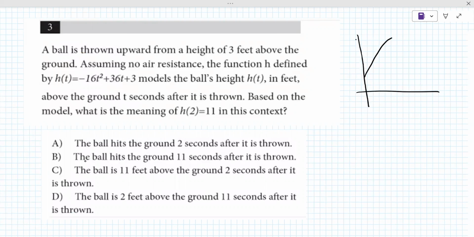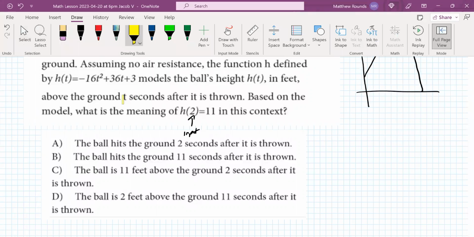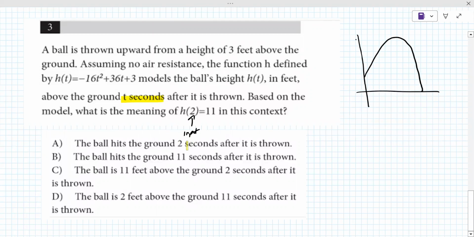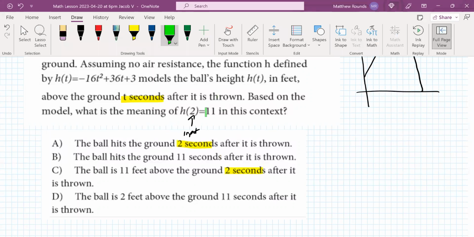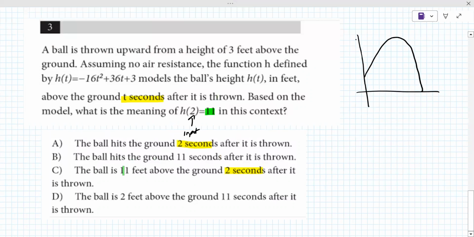Now, physically, you've done this, I'm sure, at some point. You've thrown a ball up and it comes crashing down to the ground. Yeah, 2 is the input. What is the input in this problem? What does t represent in this problem? Seconds. T seconds. So we know that 2 seconds. Do any of these answers have 2 seconds in them? Yes. So it would have to be C, because we have to put that 11 somewhere too.